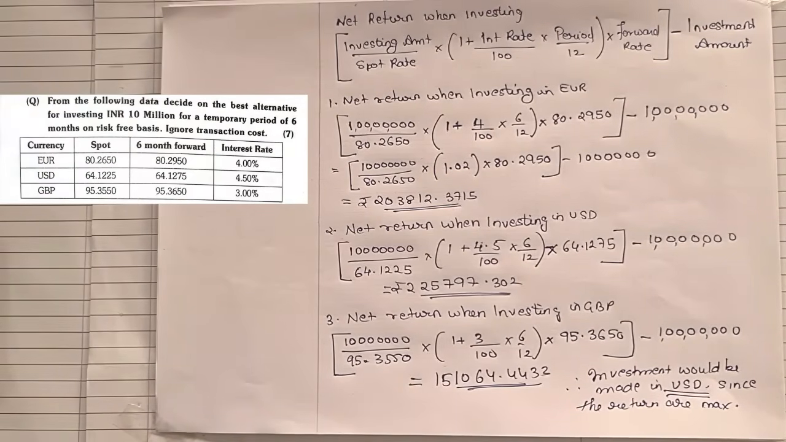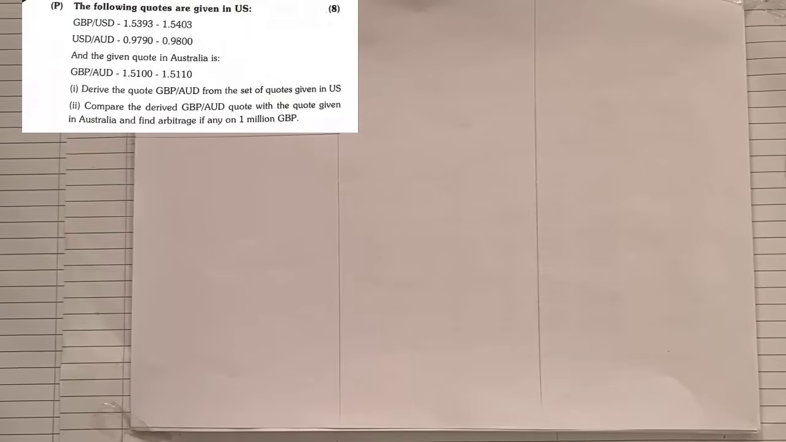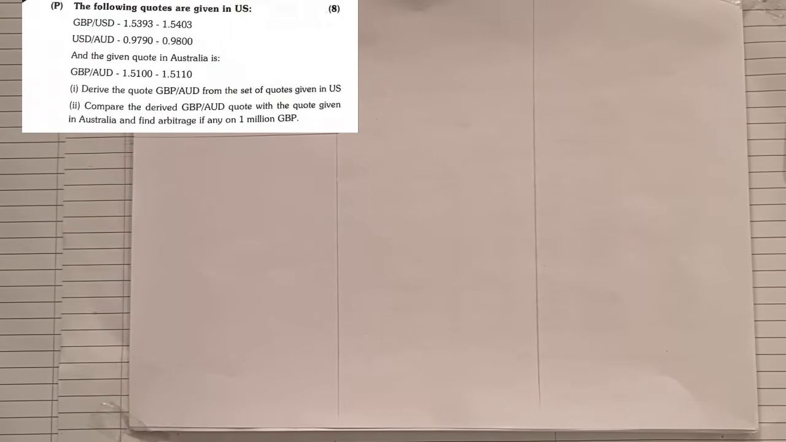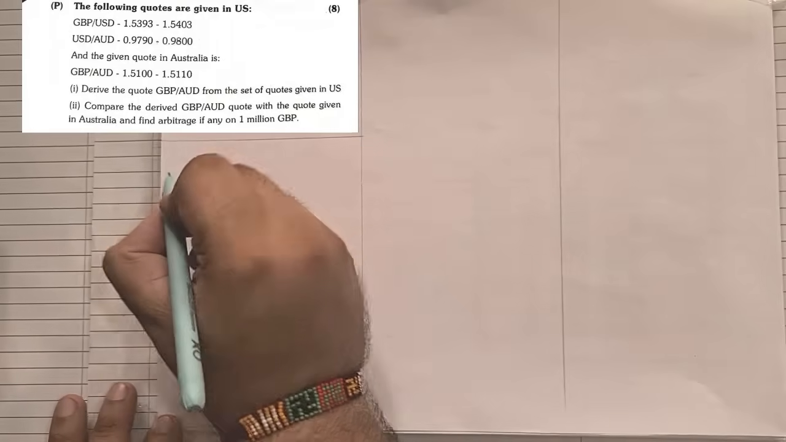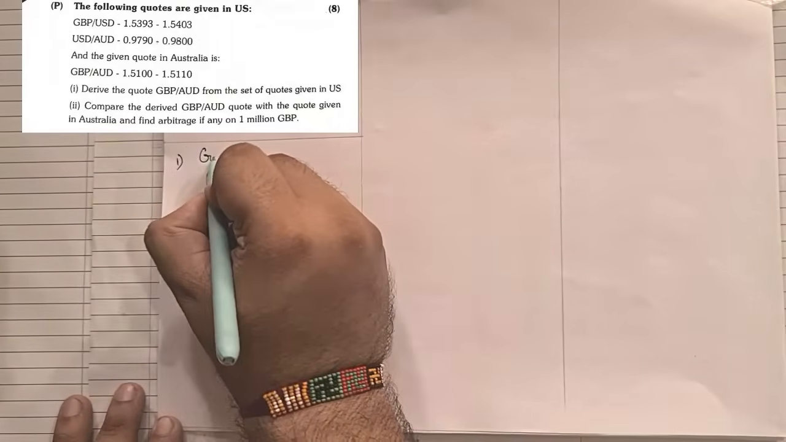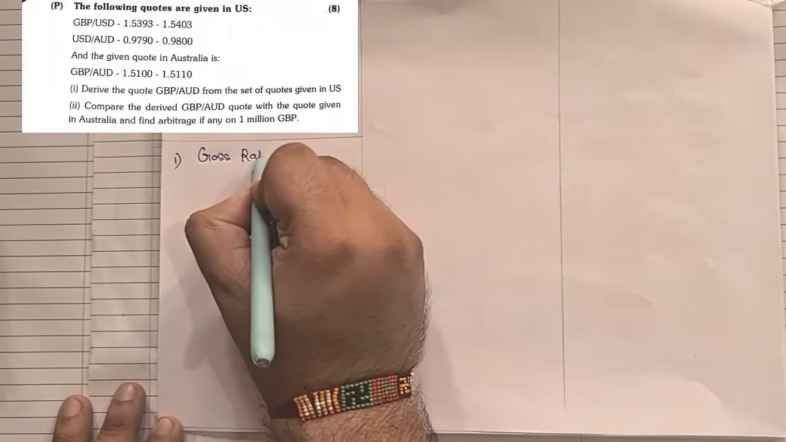Now we'll start with the next one, question number 4P. Okay, now the next one is question number 4P. The following quotes are given in US, GBP to USD, USD to AUD, and they are also giving you a quote in Australia, that is GBP to AUD. Number 1, derive the quote GBP to AUD from the set. So GBP to AUD, basically they are asking you to find from the US quote. Okay, the first two quotes which are given, they are telling you to find the cross rate. So let us see how to find the cross rate.